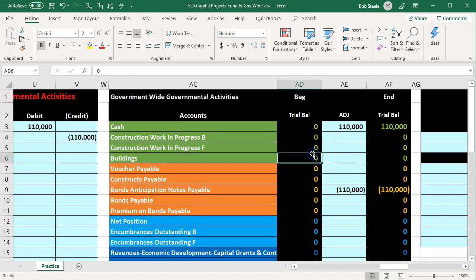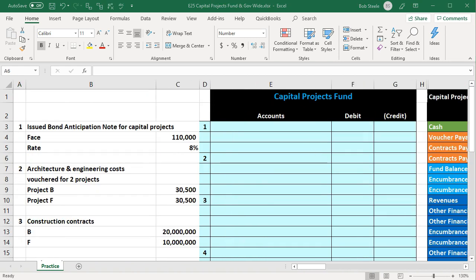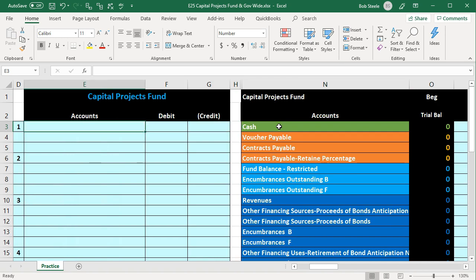Now we'll scroll back over and we'll do the same journal entry for the capital projects fund. So we're going to start off with the same format, of course, that being cash. Cash is going to be increasing because that's the point, we're financing the cash.